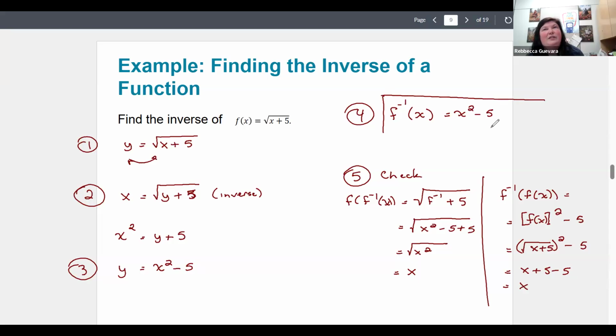I'm going to put a little note here. This works just as long as my x values stay over 0. We're going to come back to why that's true.